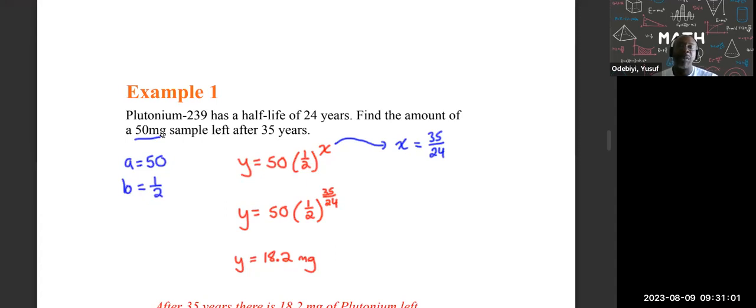Plutonium-239 has a half-life of 24 years. So after 24 years, it takes it down by half. After 24 years, it will go down by half.